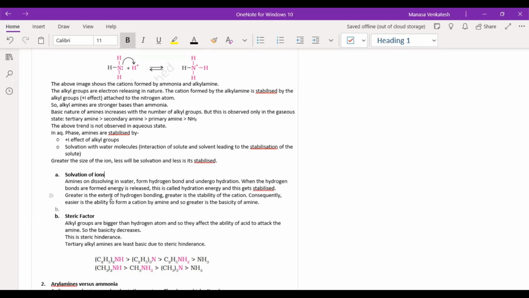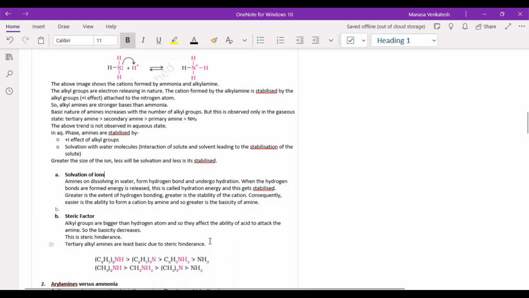than secondary, or rather it depends upon the size. In this case, secondary is more basic than primary, which is more basic than tertiary. Whereas in this first case, when you have an ethyl group, you have again the secondary more basic than tertiary, which is more basic than primary. So it varies due to two reasons: solvation and steric factors.